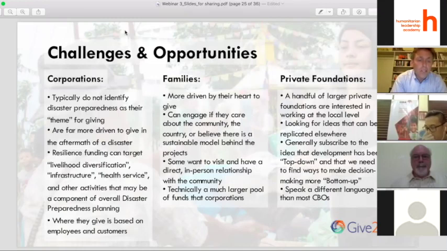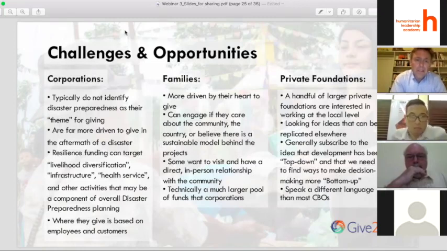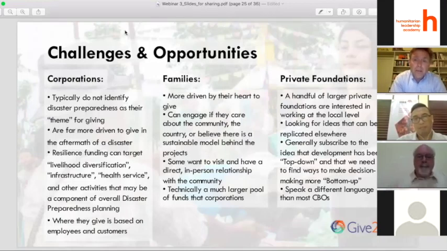So for corporations, typically we've found that they don't identify themselves as disaster preparedness donors. It's not a theme that many corporations, at least not in our network, have identified as a primary target. They're far more driven to actually give in the aftermath of disaster, which is a little frustrating, because it means that the funding cycles are very uneven. There's a lot of giving that happens right after a disaster. Some of that giving does go to disaster preparedness, but there isn't a consistent stream.